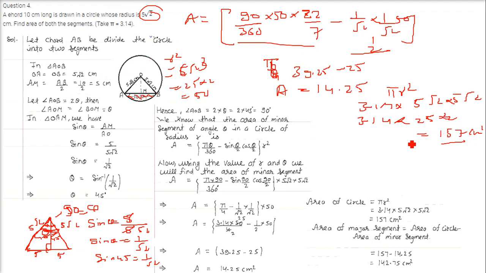This is area of the whole circle and this is the area of the minor segment. So in order to find out the area of the major segment, you just subtract these. So 157 minus 14.25 and this is going to come as 142.75 centimeters square, and this is the area of the major segment, this one.